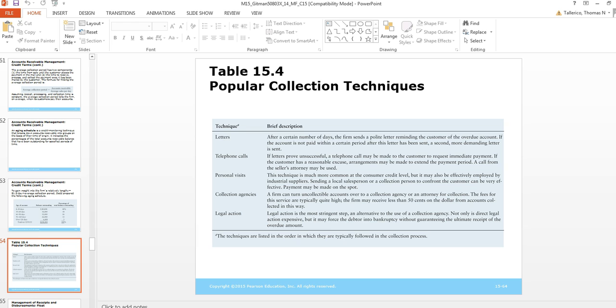All right, so there's ways that you can collect money, and you probably know about this. If I don't pay my light bill, they'll send me a letter. And if things get real bad, if I don't pay it, eventually they'll basically shut my lights off and cut my electricity.